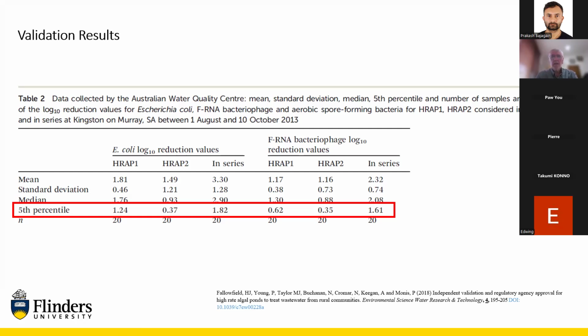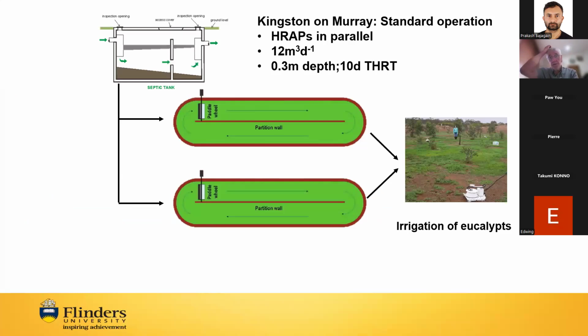coli removal. And what this slide is really showing is that when we looked at the whole system in series, we were required to have a 1 log removal, so a 10-fold removal of virus inlet to outlet. And we met that requirement for the 5th percentile. It was actually 1.6. This work was published in 2018. Essentially the system, the high rate algal pond, satisfied the independent validation as an acceptable treatment system. So it was validated. It was performing better than the minimum requirement.